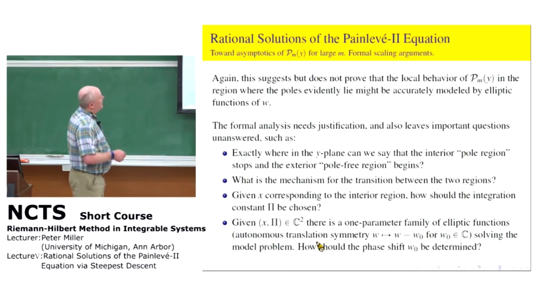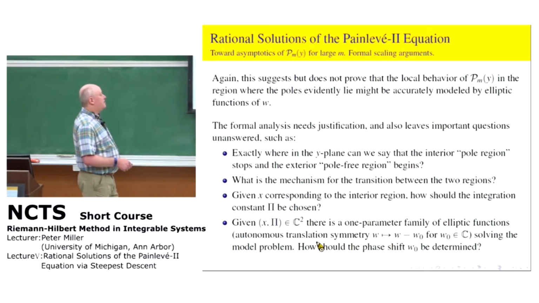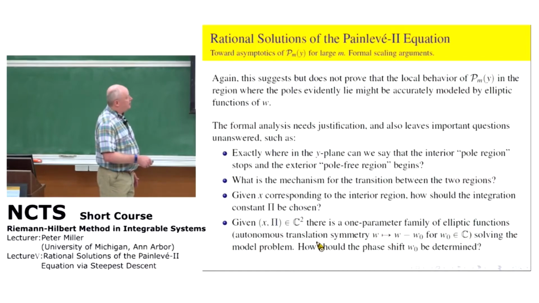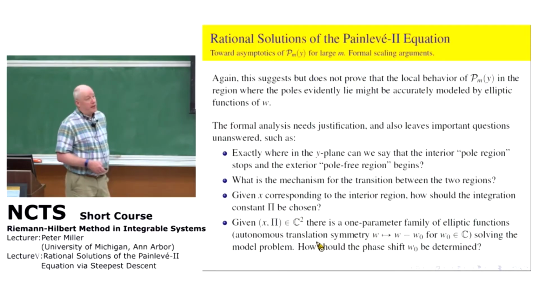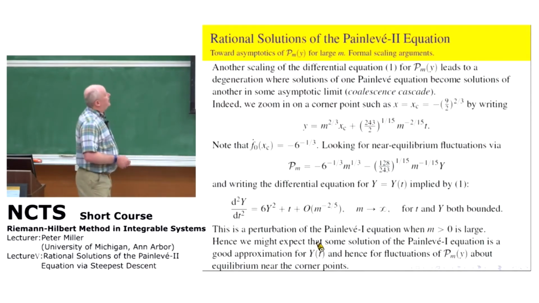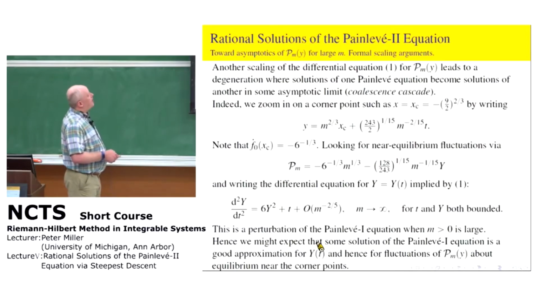And finally, given x and pi in the complex plane squared, C2, there's a one-parameter family of elliptic functions, because it's an autonomous first-order equation for the elliptic function, of replacing w with w minus a constant. So how should this phase shift w0 be determined? It's not obvious at all from our formal modeling. Okay. So all of these things have answers, and we can get those answers by thinking about the Riemann-Hilbert problem. So we'll come to that.